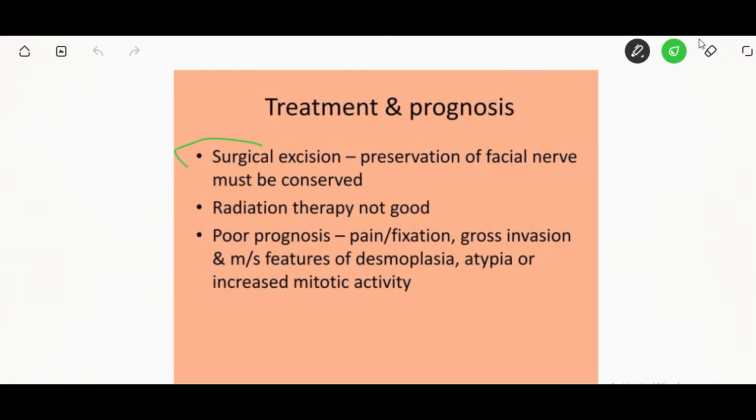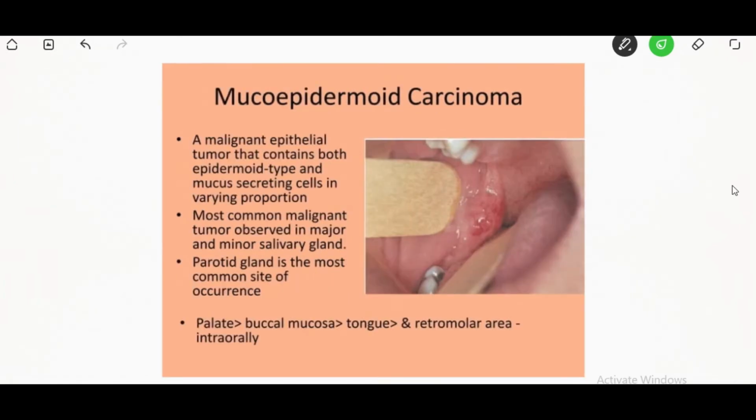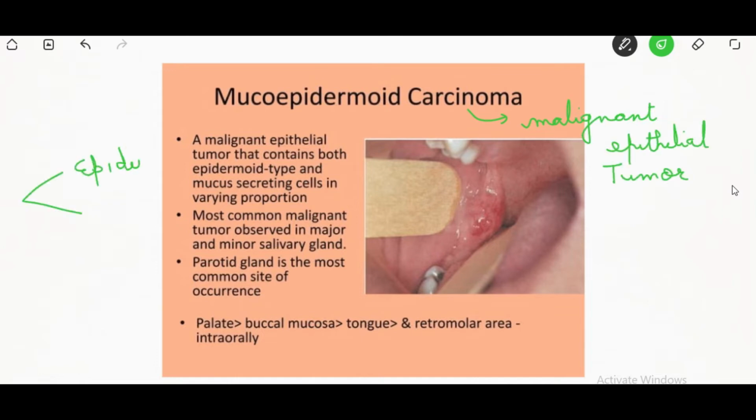The treatment of acinic cell carcinoma is mostly surgical. Next comes the mucoepidermoid carcinoma. The mucoepidermoid carcinoma is a malignant epithelial tumor. So it is composed of both mucus secreting cells and the epidermoid cells.